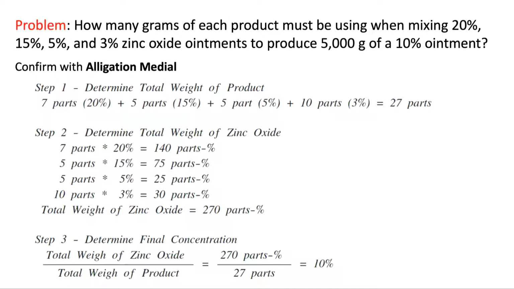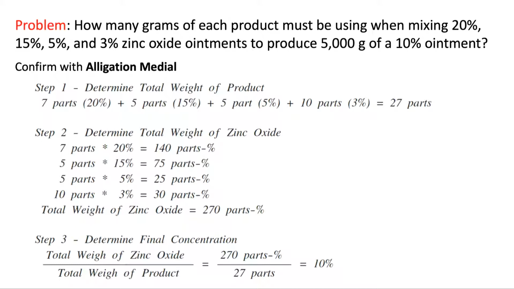To do that, we take the individual parts times its concentration. So for the first ingredient, we would take 7 parts times our 20% to get 140 parts percent. 5 parts times 15 gives us 75 parts percent. 5 times 5 equals 25 parts percent. And lastly, the 10 parts times the 3% gives us 30 parts percent. Now, let's add up all of those numbers. So 140 plus 75 plus 25 plus 30, summing all of that together gives us a total of 270, and the units are parts percent. So the weight of zinc oxide in our formulation is 270 parts percent.